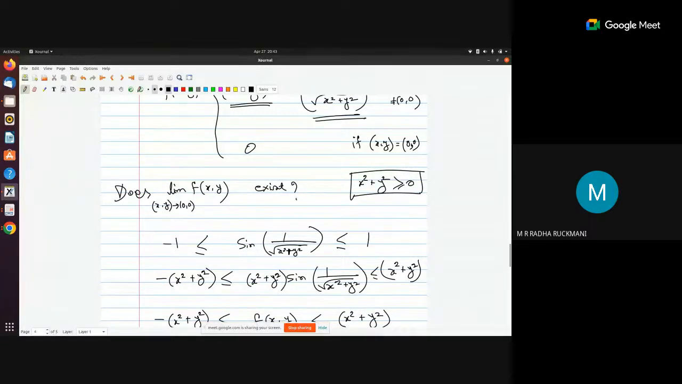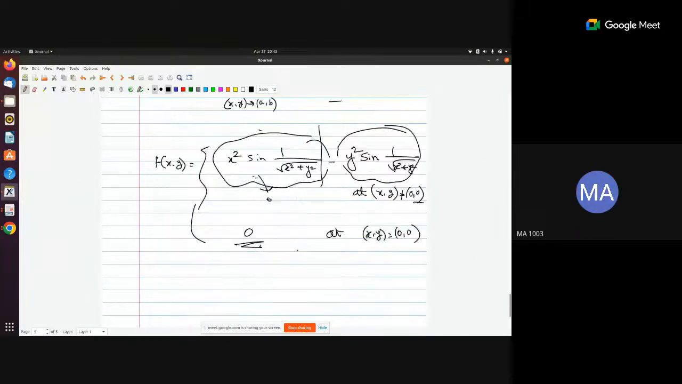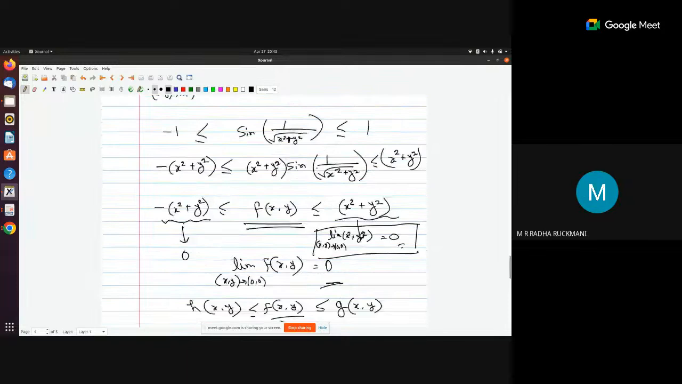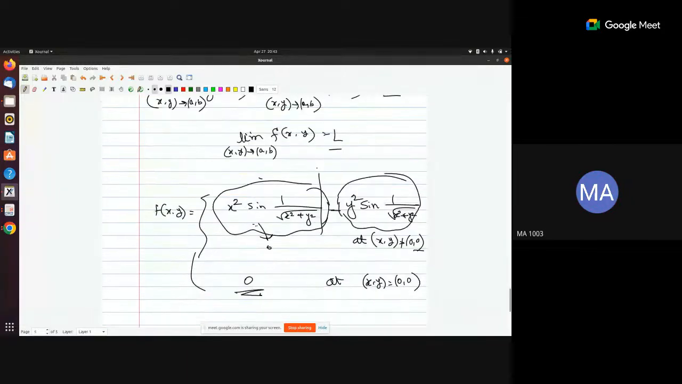Sir, so now x square minus y square, we are breaking it. For x square plus y square also, we could have done that, no sir? Yeah, we could have done that, but we don't need to go via sandwich theorem then. No, then also we are going via sandwich. Okay, here also we are going via sandwich. Otherwise, how can you show that this is going to zero?